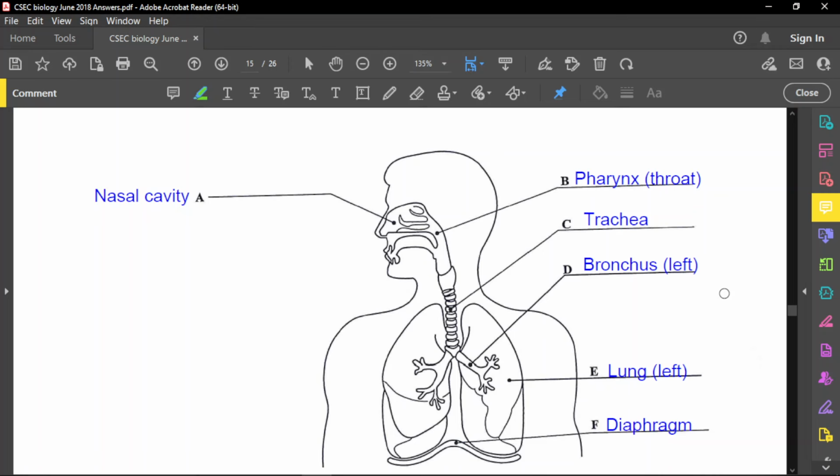So D is the bronchus, and it is the left bronchus. The left part is not necessarily important. Once you say bronchus, you get your mark. But to be specific, you can put left. We also have a left lung, and then F will be the diaphragm.